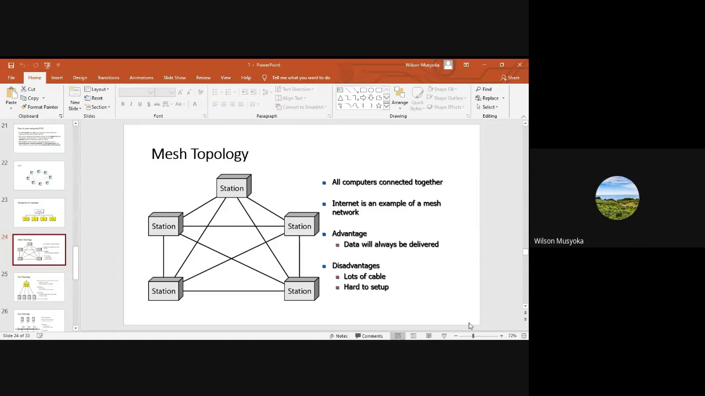So that is the beauty of the mesh topology. But then a lot of cable is used and it is hard to set up. Like we have said, the internet doesn't belong to a single user. So the benefit is that not a single entity will be used to build the mesh topology, but nodes will be able to join the mesh topology and it ensures delivery. So the principle of delivery is adhered to by a mesh topology.